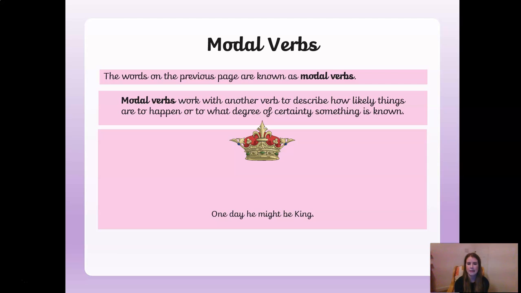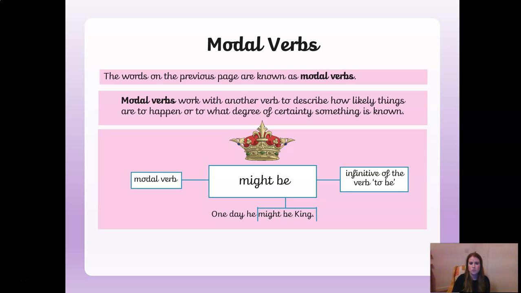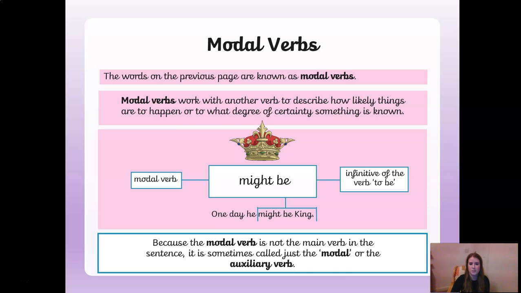For example, one day he might be king. So might be here is one of our modal verb phrases. The modal verb would be might and the infinitive of the verb to be. So might be, or to be. Might there is our modal verb. This suggests to us that it is a possibility that one day that person could become king. But that's not telling us that they will or they won't. It's a potential for the certainty of whether that's going to happen or not.